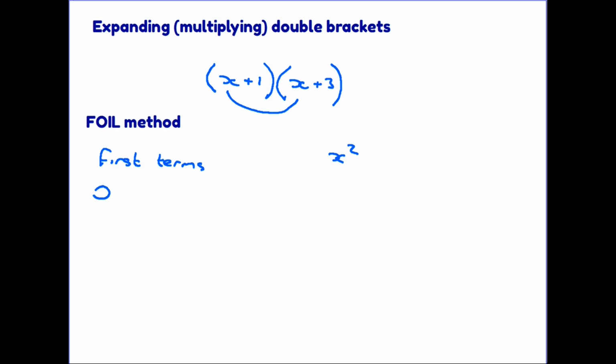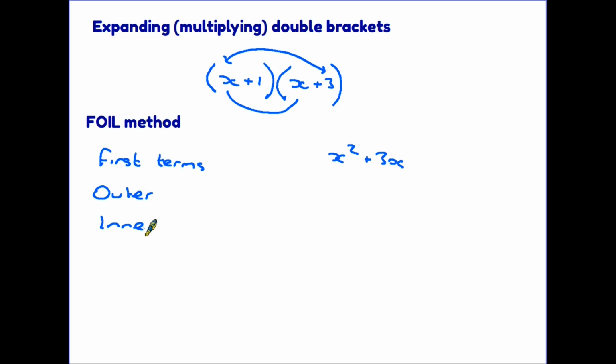The O stands for the outer. Now what this means is that we look at the outside two terms in the brackets, these being the X and the 3. In this case they are both positive, so we are multiplying X times 3, we get plus 3X.